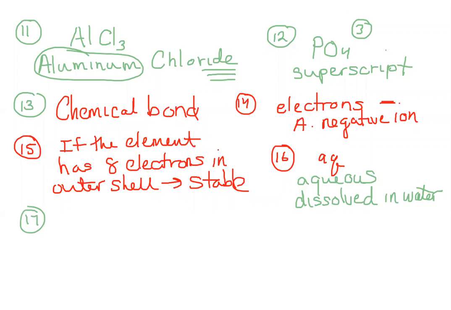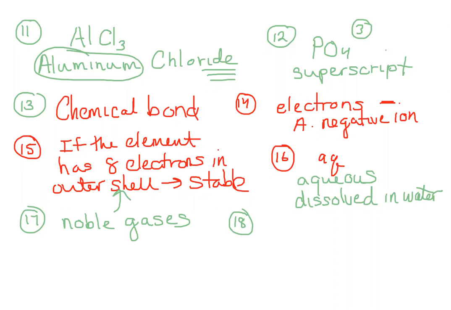Okay, number 17, the elements of group 18 called the blank blank rarely combine with other elements. Those are the noble gases. They don't combine with other elements because they're already stable. They're what we're talking about up here. They have 8 electrons in their outer shell, so they don't need to combine with anything.